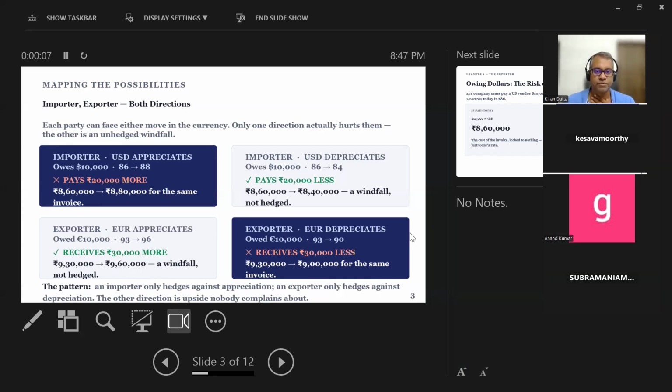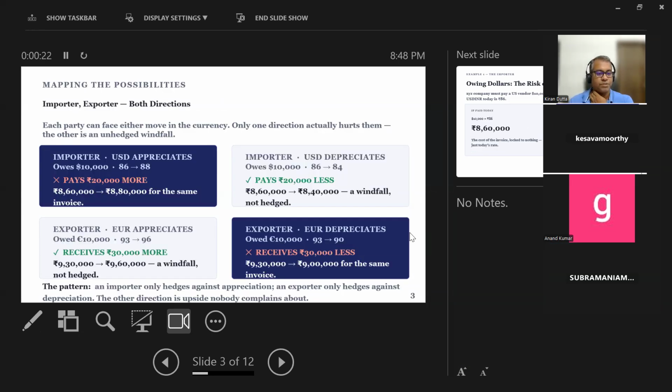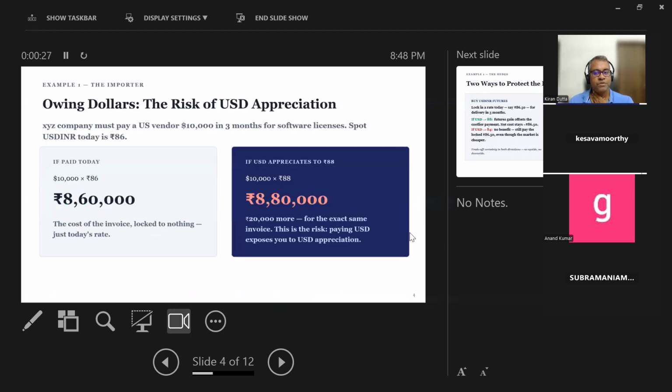I'll upload this and go through this one more time in the evening or by tomorrow. Primarily, this is what we mentioned: importer and exporter, on both sides, appreciates and depreciates. What we call an FX risk in traditional business is the main thing with currencies, whether we are paying more or actually receiving more, that's the most important fact.